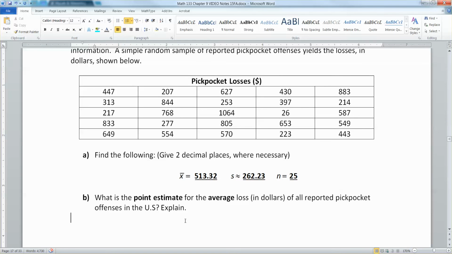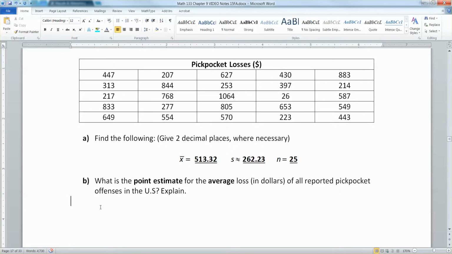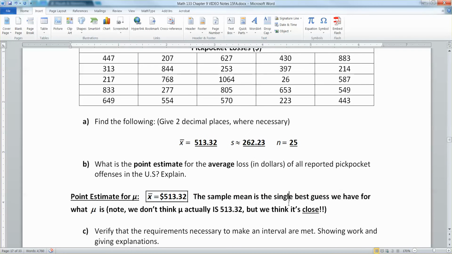All right, now what is the point estimate? What's our single best guess for how much people are losing when they get pickpocketed? Well, that's the sample mean, right? The sample mean is our point estimate because it's the single best guess we have for what mu would be, right? We're trying to guess what the population mean is, average loss. So that's our best guess for that. And that's what a point estimate is. It's our single best guess for what the population parameter mu is, right?